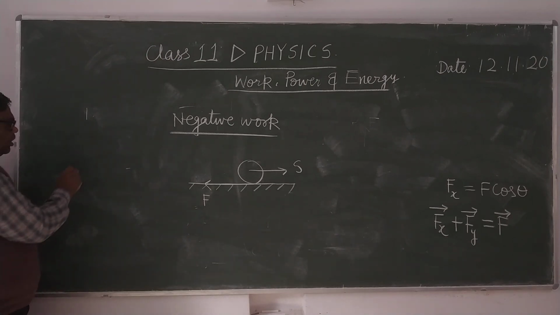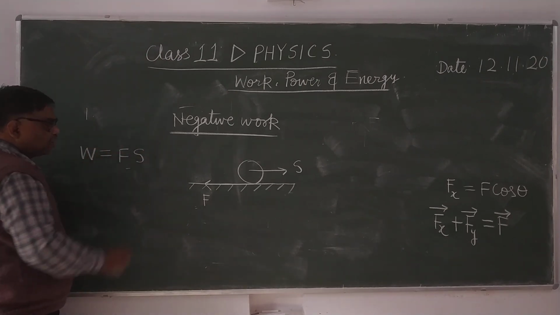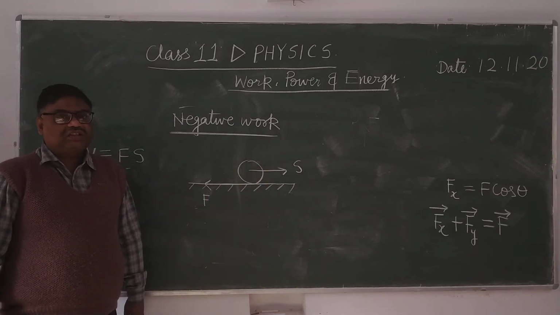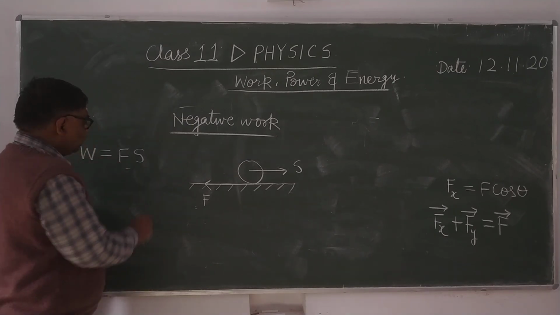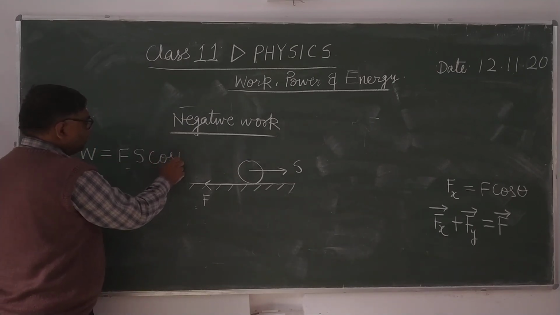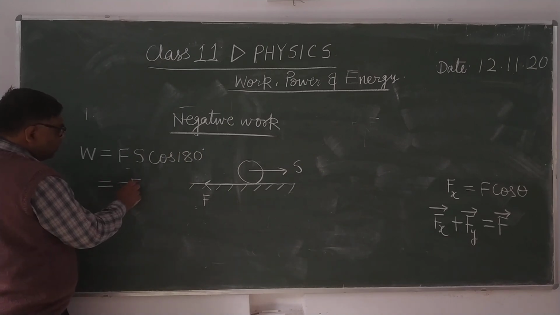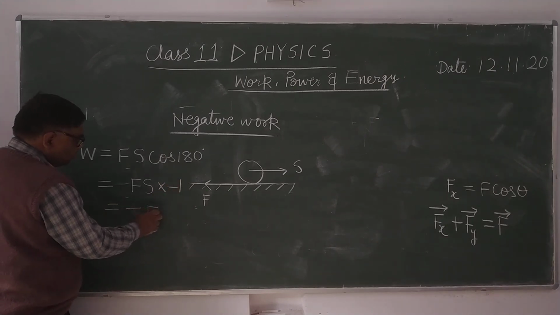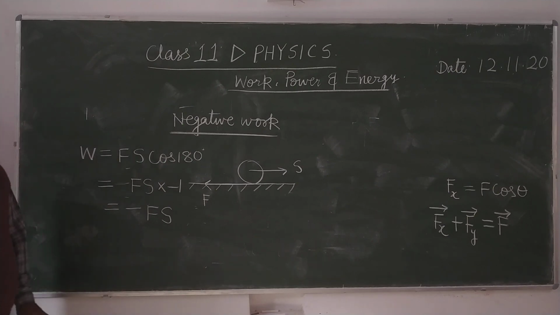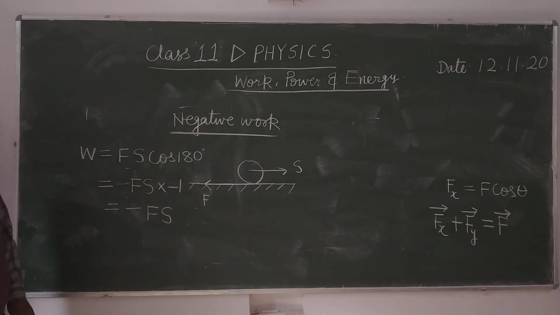So what will be the work done? Work done will be equal to Fs cos theta, and what is the angle between these two directions? Both are opposite to each other, so the angle will be 180 degrees. So it will be cos 180 degrees, and cos 180 is minus 1, which means work done will be equal to minus Fs. It will be negative. What is its example? Work done by the force of friction.